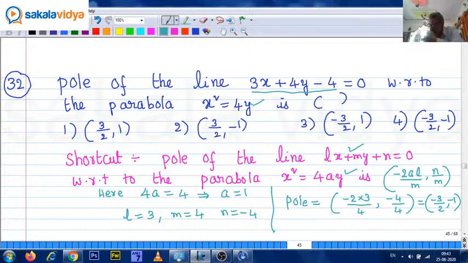Yes, Vaishnavi, you are correct. Mahesh, right. Minus 3 upon 2, comma minus 1. I think you got it. Suma, Lavanya, Swati, Vaibhav, Swati Singh.